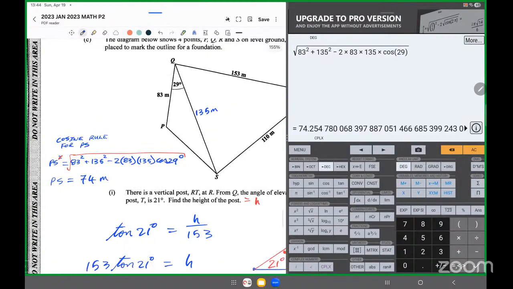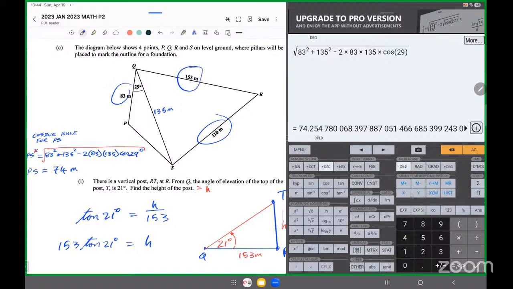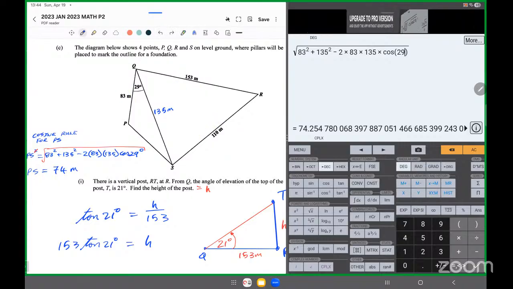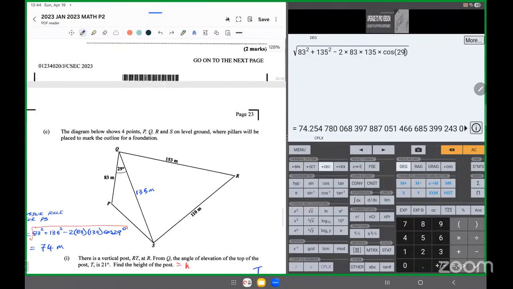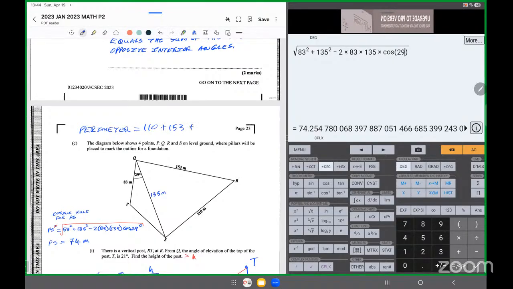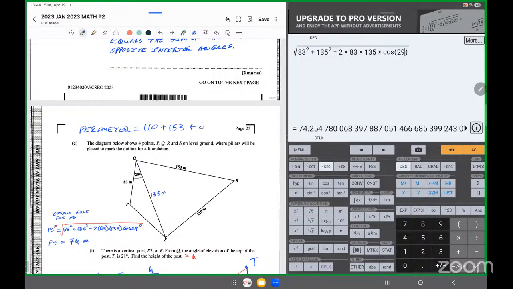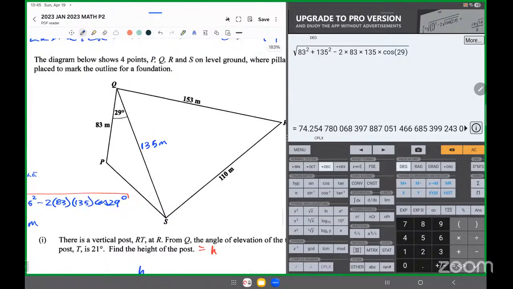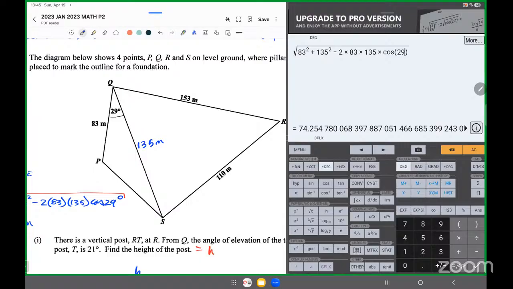So the perimeter becomes the sum of these things now. This plus this plus this plus the 74. I cannot do it right here, so let's do it right here. So the perimeter equals 110, as this, plus 153, plus this 83 right here, plus the PS, which is 74. I'll put the 74 in here. So this side equals 74.